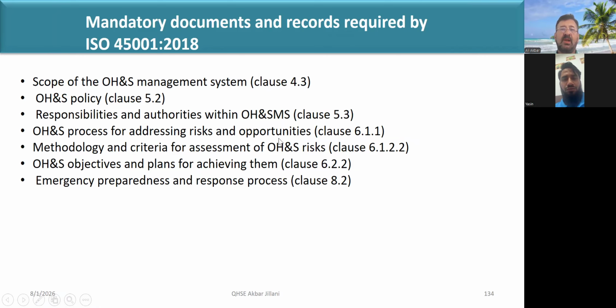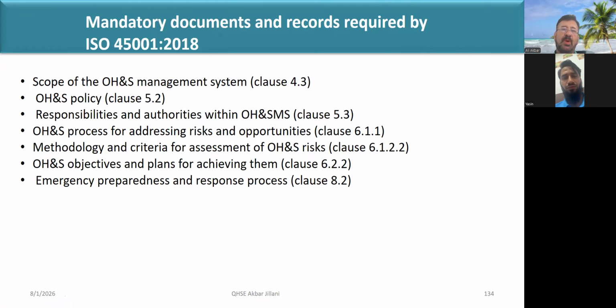So, first of all, when you are doing the internal audit for any organization, first of all, you will go for the mandatory documentation, like scope of the OHSMS management system in clause number 4.1. So you will make sure that the organization in the OHSMS manual, they have the scope in 4.3.